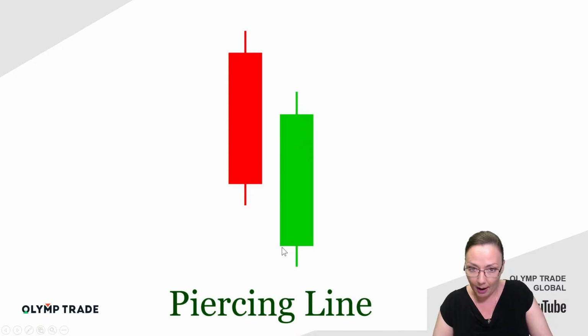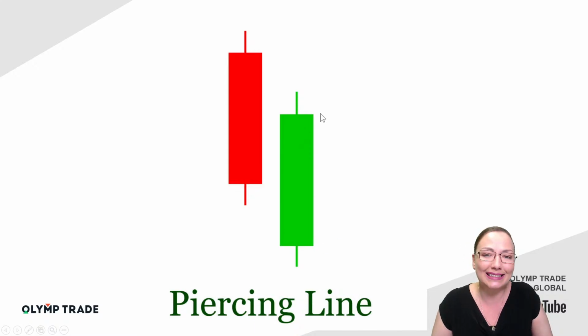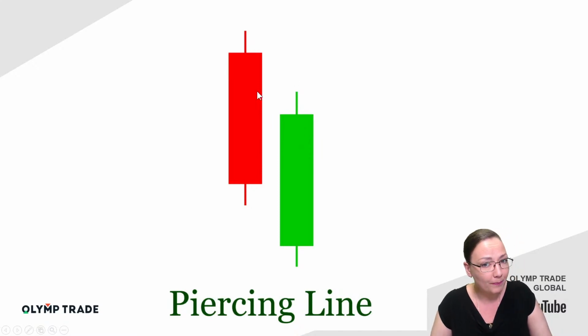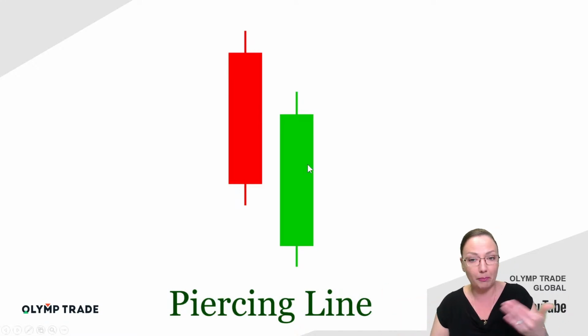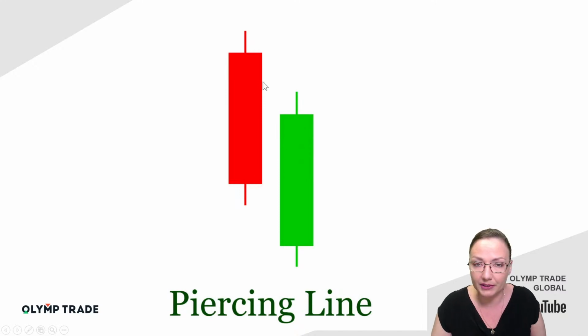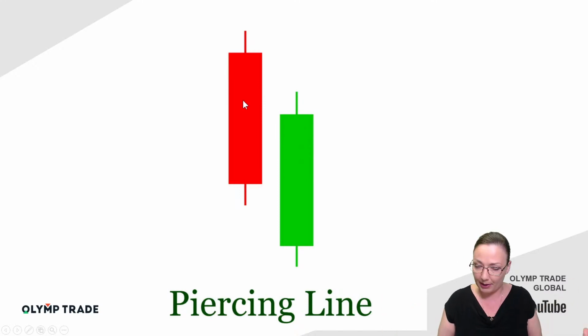So we have a gap. And then it closes at least at the midpoint of the first candle or above, but at least at the midpoint of the first candle. The bigger the second candle, the bigger the green candle, the more it covers of the first candle, of course, the better.